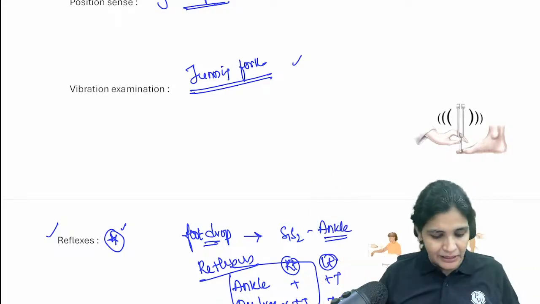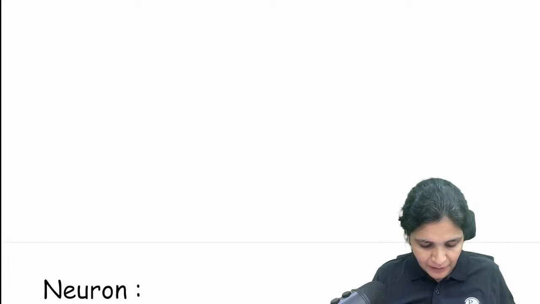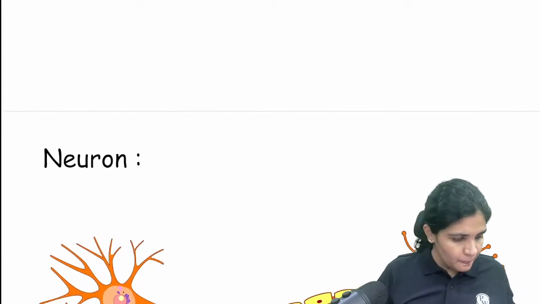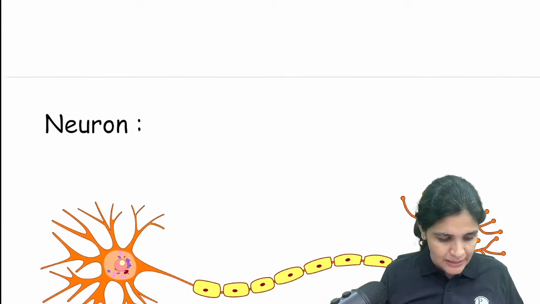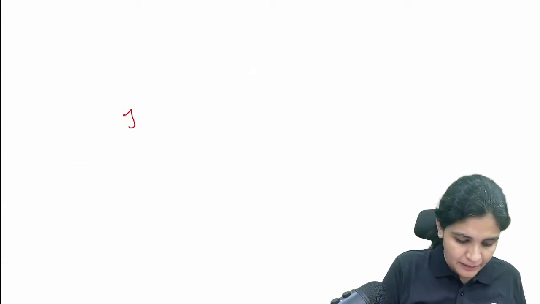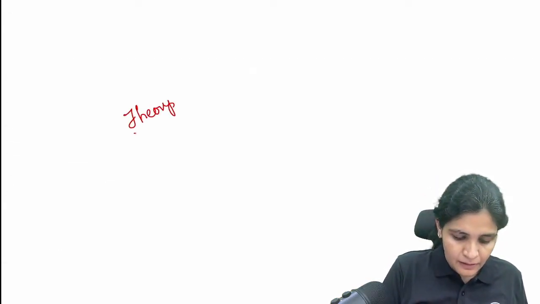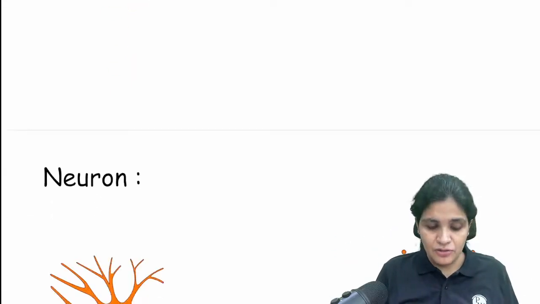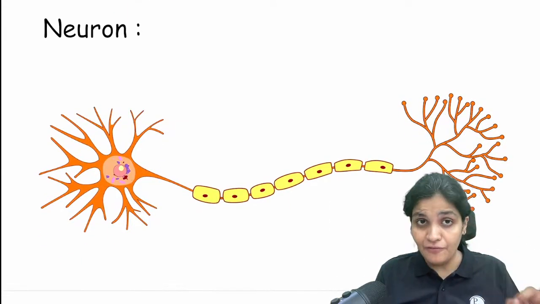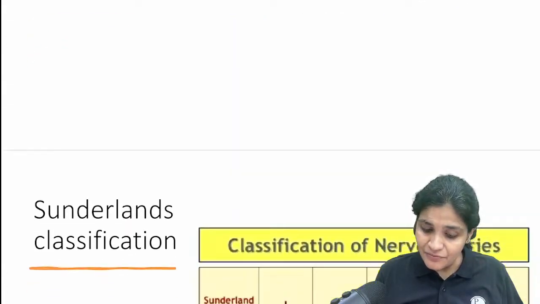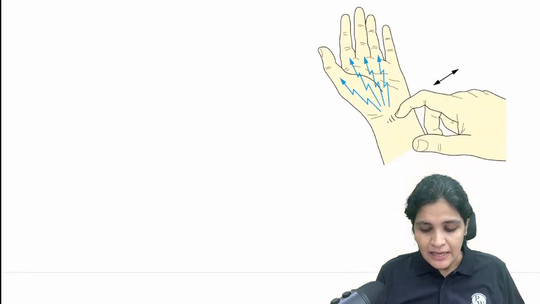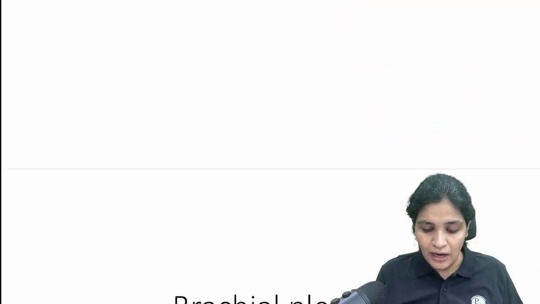Done. And now we will come to the individual nerves, right? Now a little bit of theory we will learn. I will teach you again, this is the theory part. You will start, they can ask you right from what is a neuron, what are the nerve injuries, and what are the different classifications of nerve injuries, right? And then they can ask you what are the various things.